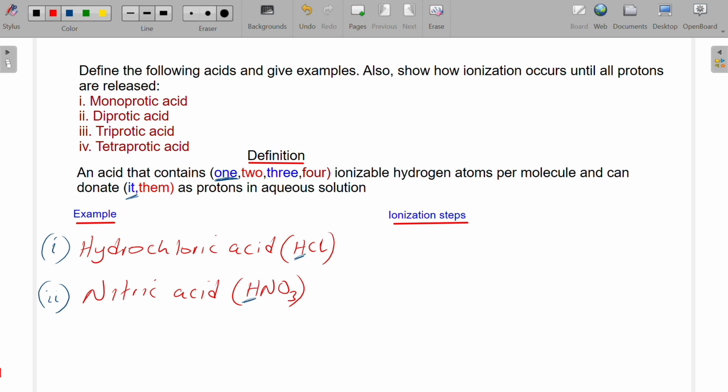So let's show the ionization here. Hydrochloric acid, put in water. This will give us on the other side the hydronium ion, H3O+, and we're going to have Cl- on the other side. So this is the ionization of hydrochloric acid. It's a strong acid, so it uses just a single arrow because it ionizes completely. So this is the ionization we have.